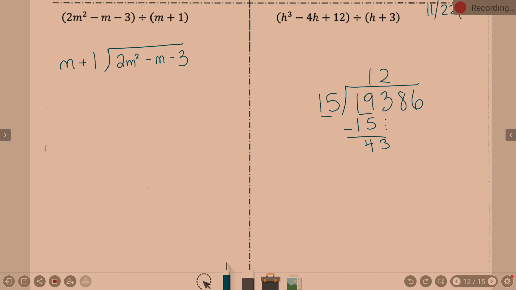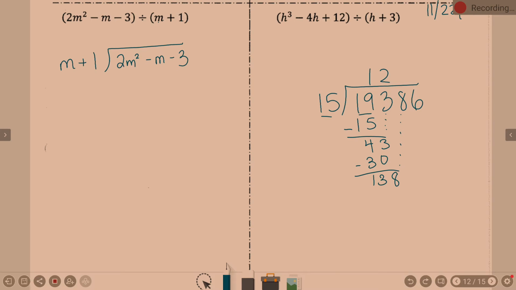Now we take the 2 and we multiply. 2 times 15 is 30. Now we subtract. 43 minus 30 is 13. And then bring down the 8. See, I kind of remember it. That's just coming back to you, right? And that's my whole point of doing this, is I'm just trying to get it to come back to you.